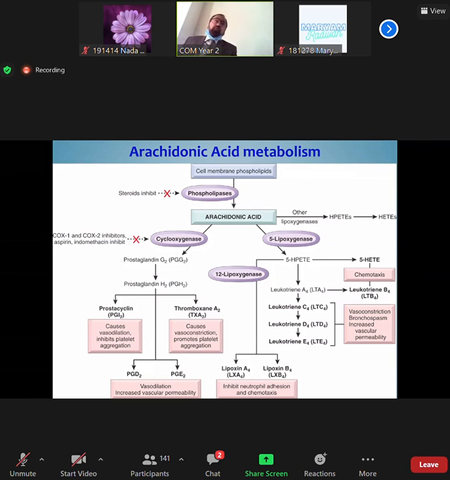So once the neutrophils are inhibited for chemotaxis or adhesion to the endothelial cell, it will not allow the neutrophils to come down. So this lipoxin acts as an anti-inflammatory agent, right? So if you want to stop this inflammatory process, lipoxin A4 and B4 help with that, right?